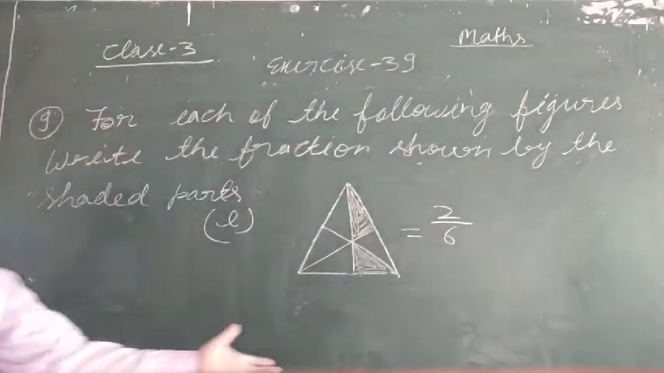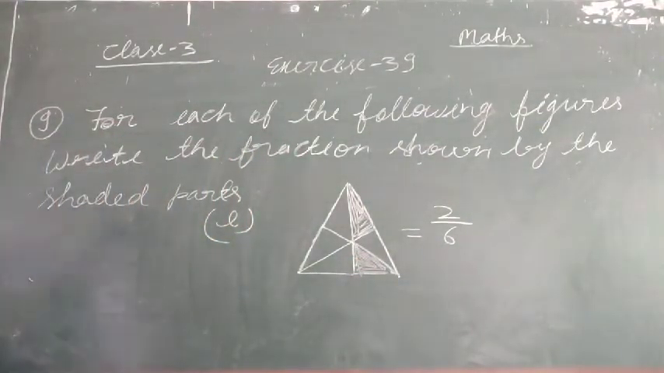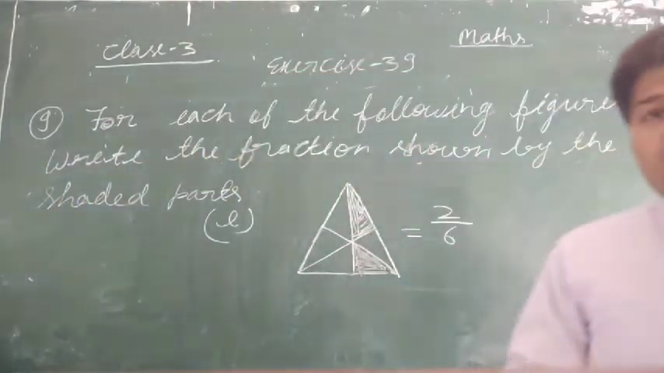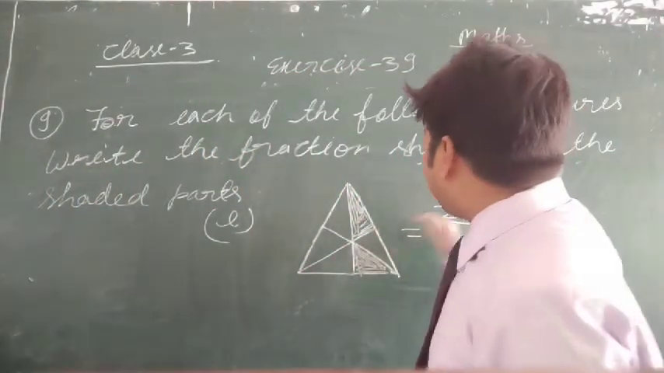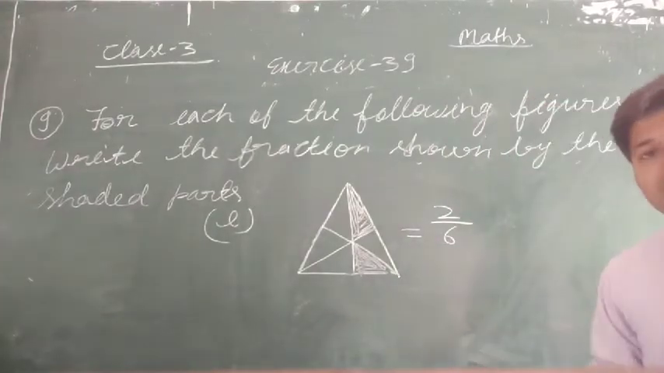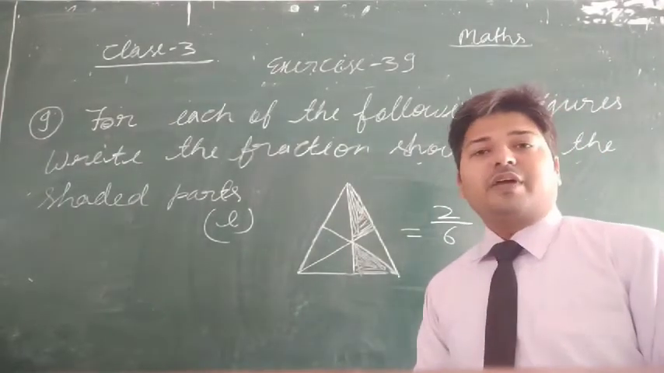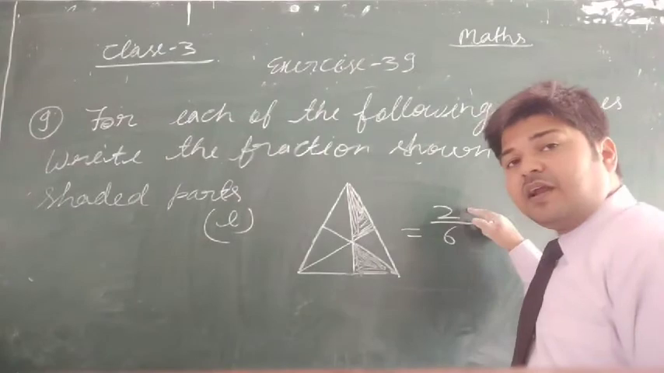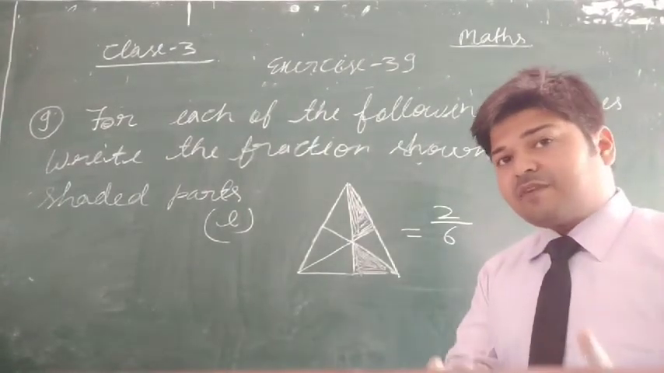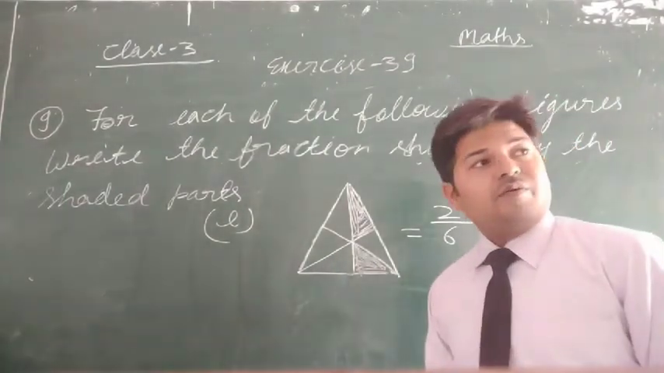2 by 6. Okay. So like this in each and every figure you have to write only fractions. Colored part will be upside and total number of parts will be downside. Okay. The colored parts will be the numerator and the total number of parts will be the denominator. Okay.